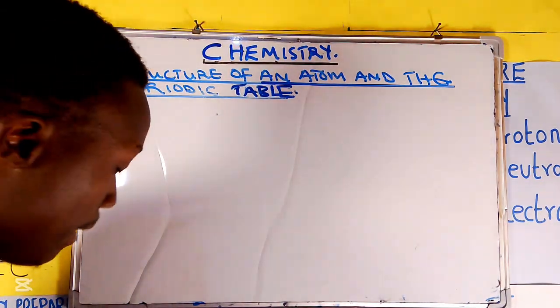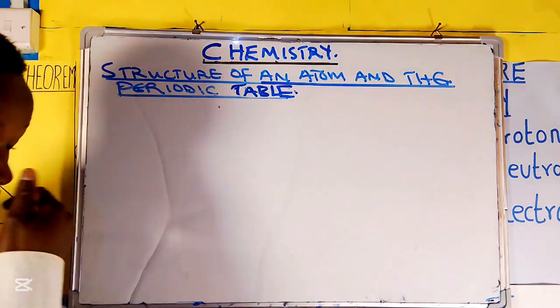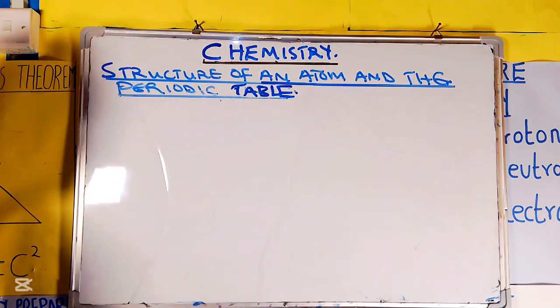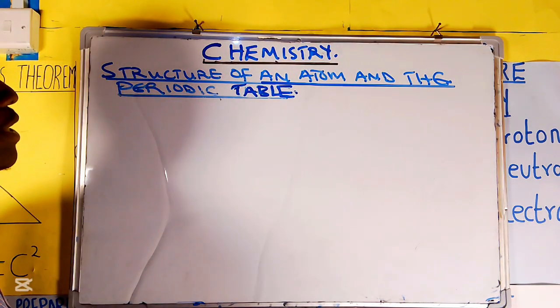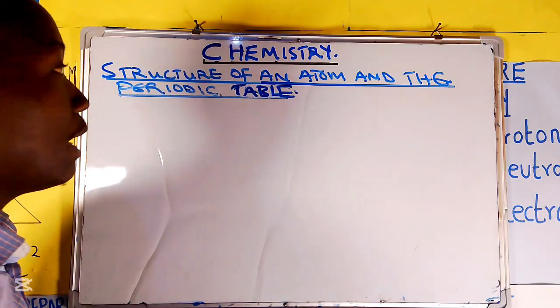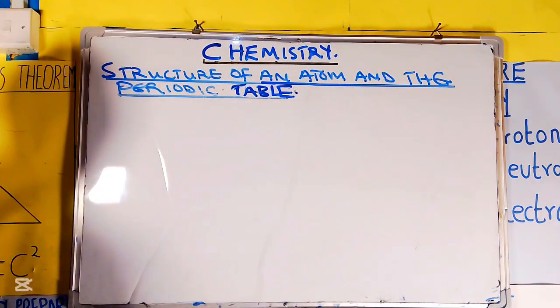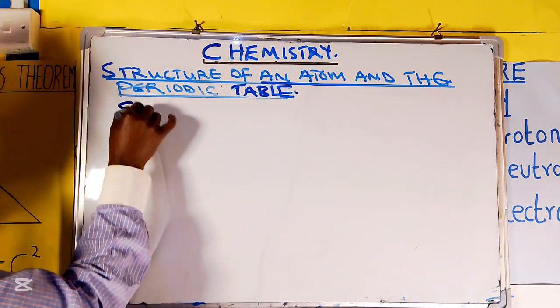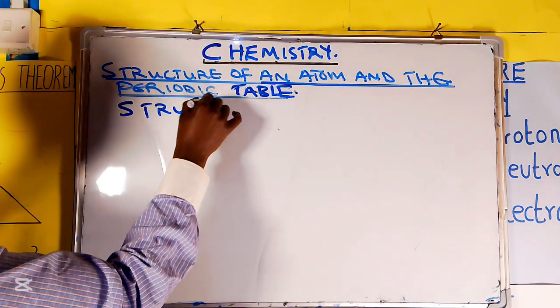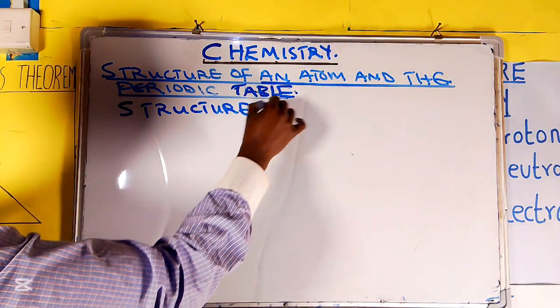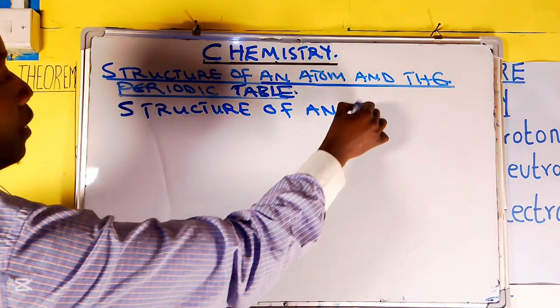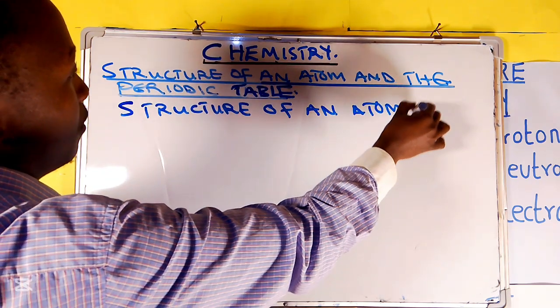So in this particular lesson, we are going to introduce ourselves to the structure of an atom and the periodic table. This is the first topic in Form 2 work, where we are going to be discussing the structure of an atom.